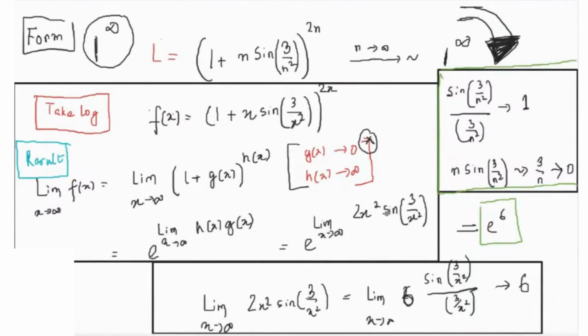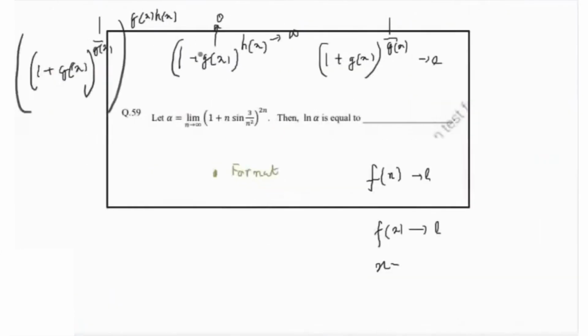If you put the h of x and g of x values correspondingly, you have 2x squared sine 3 by x squared. Use the same idea as before, so that sine 3 by x squared by 3 by x squared will go to 1. So the corresponding adjusting factor is 6, and therefore this limit will be 6. That means this will be e to the power 6. So you have to find the log of this limit, which will turn out to be 6. So this is the basic idea, guys.